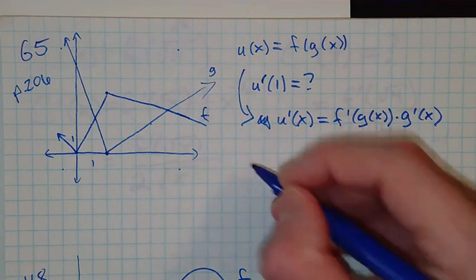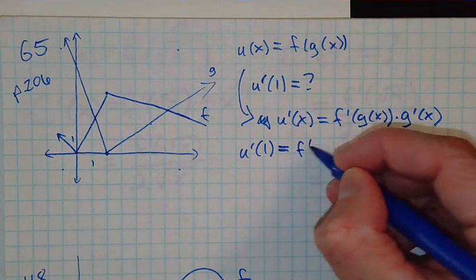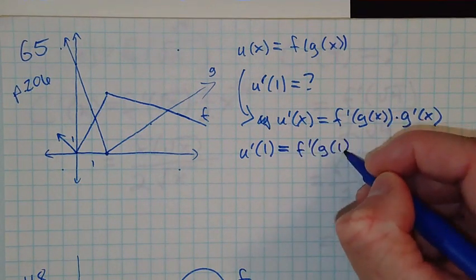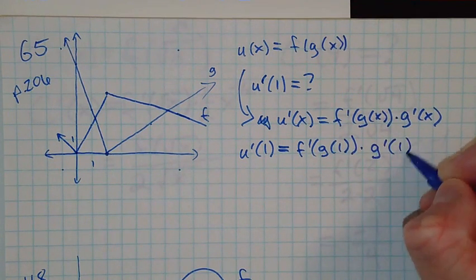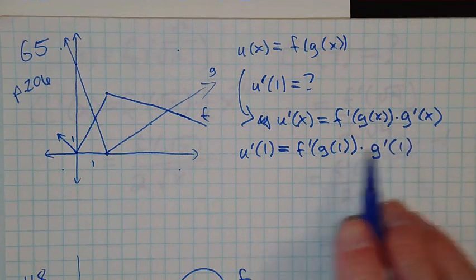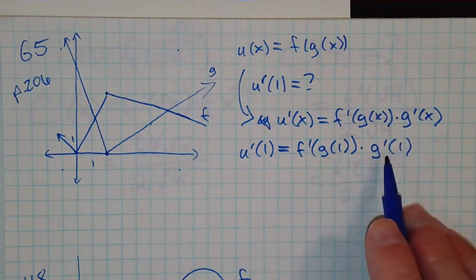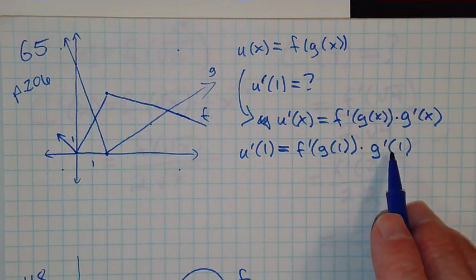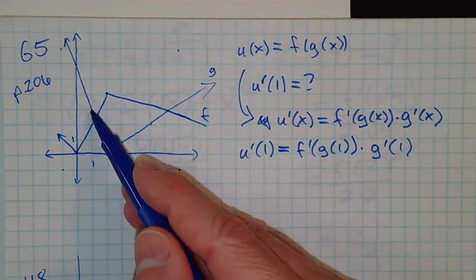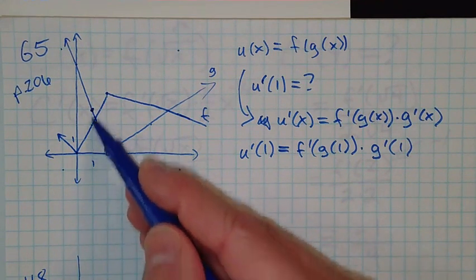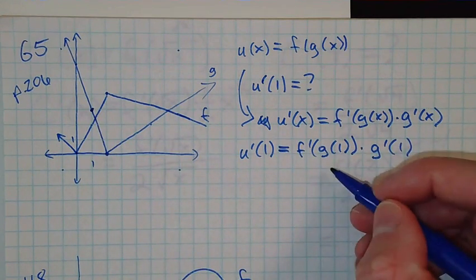And so if I want u prime of 1, well, we need f prime of g of 1. So there's the first thing I'll have to look up. What is g of 1 times g prime of 1? All right, so it looks like I'm only looking at the g graph right now. I need the value of g at 1. I need the slope of the tangent at 1. So g is this one right here. At x equals 1, we're looking at this point right here. So the value of the function, we see the scale on here, g of 1 is 3.